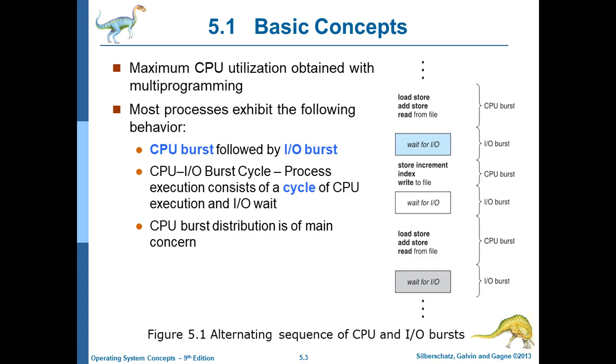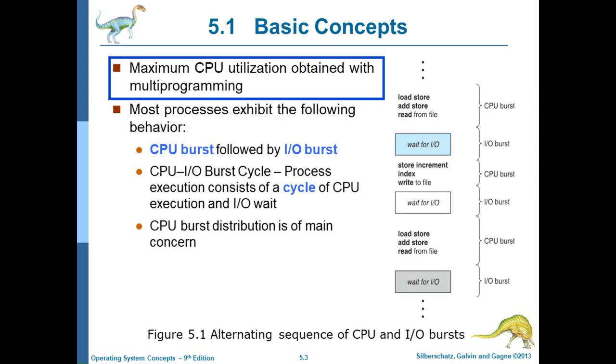We begin with section 5.1, Basic Concepts. It introduces the foundational ideas of CPU scheduling. Multiprogramming allows multiple processes to run in memory at the same time, which maximizes CPU utilization. When one process is waiting for I/O, another process can use the CPU, keeping it busy.